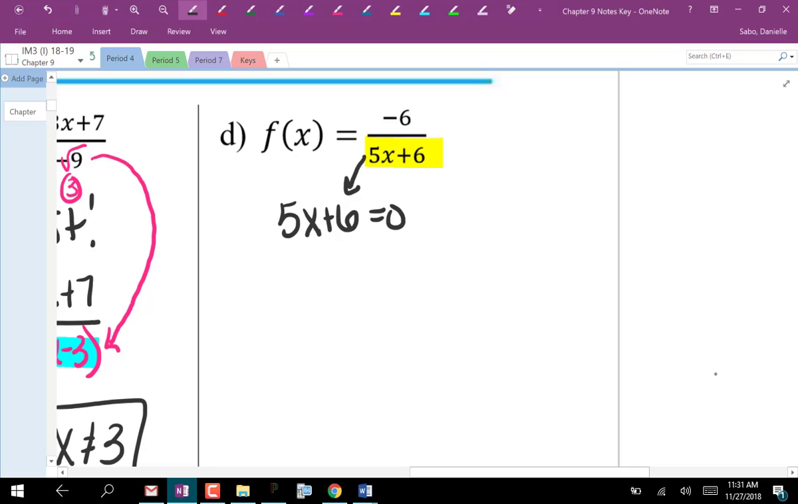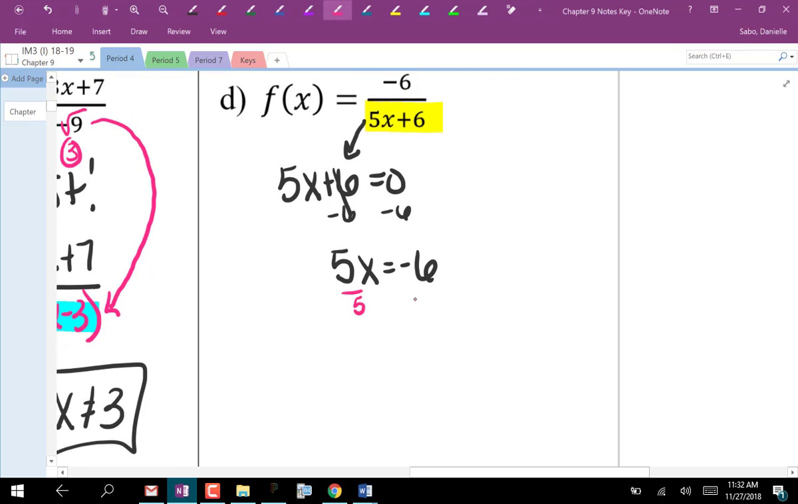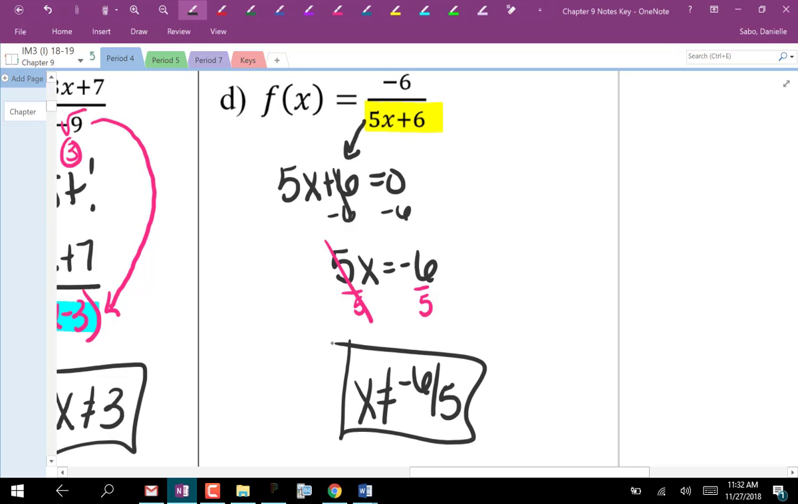What would I do first to both sides? Good. Subtract 6 from both sides, and I get 5x equals -6. Then what would I do? Divide by 5. Very good. So in pink, I'm going to divide by 5. Let's get rid of it right there. And my final answer is x cannot be -6/5, because that's now an excluded value.